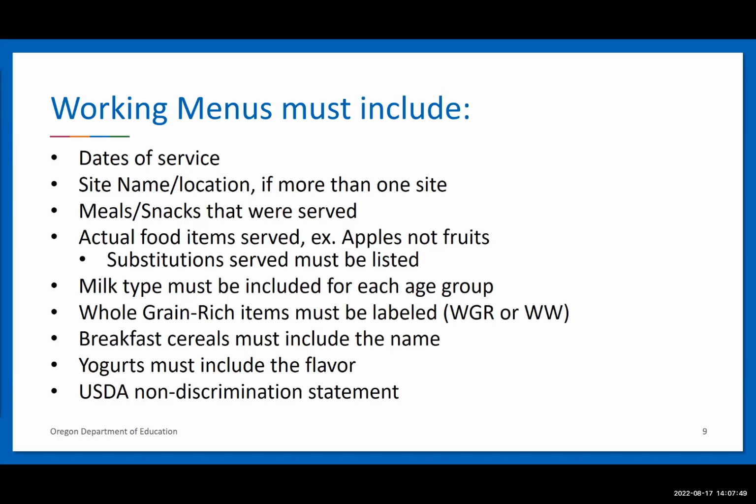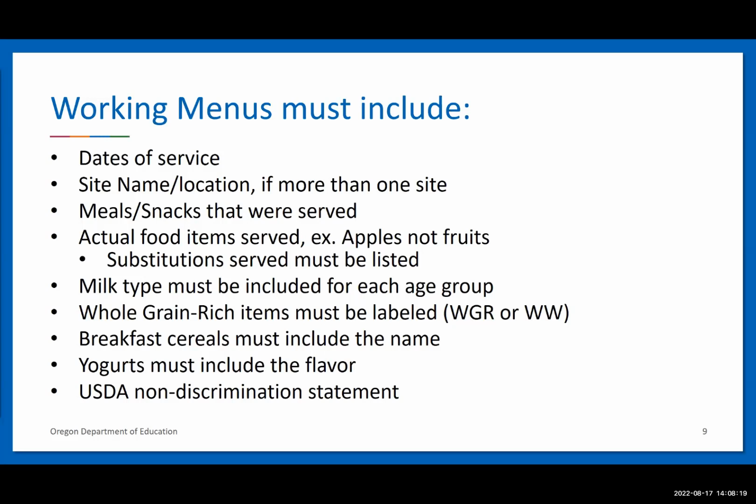And in all cases, your working menu should document all actual food items that were served for all participants at your site. Menus must also include the milk type that is served for each age group, and this is because the required milk type varies by age group for CACFP. All whole grain rich items must be labeled, and you can write in either WGR or WW. You can also use another annotation too, as long as you have a key for that annotation.